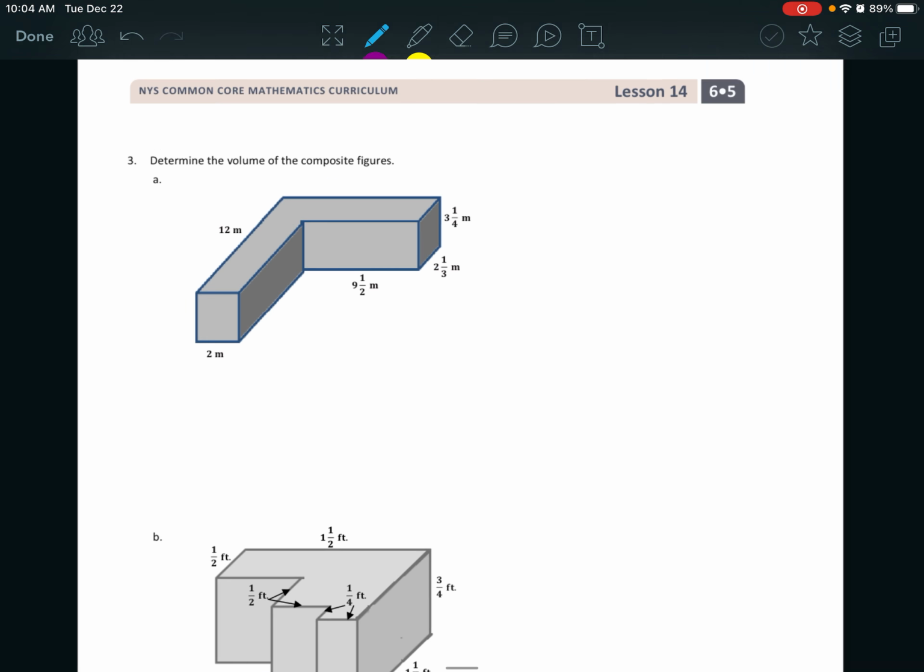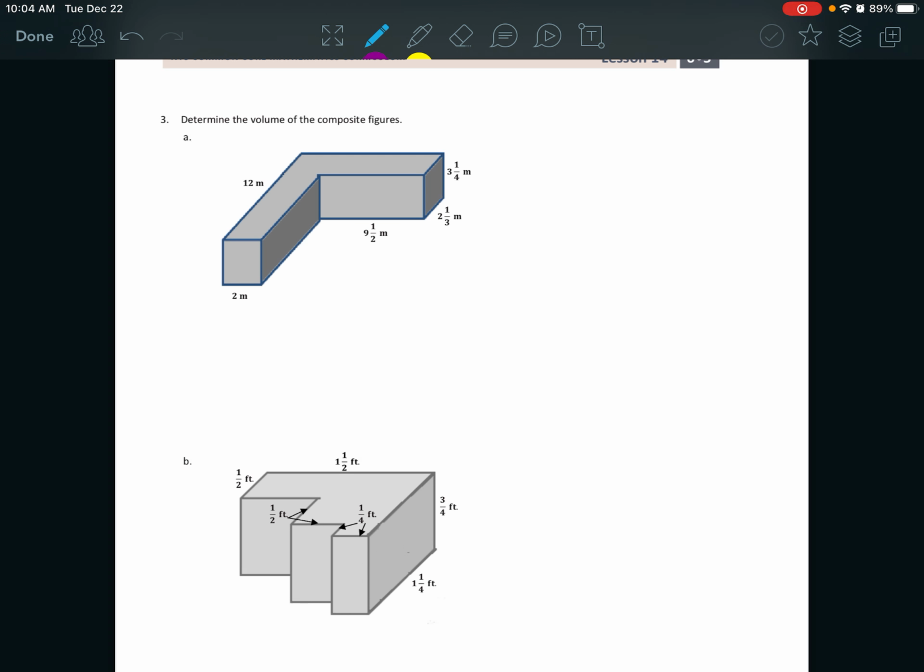Okay. This next page, we would cut again like we did on that other one. You could cut here, or you could cut here. These ones you could cut like this, or like this.